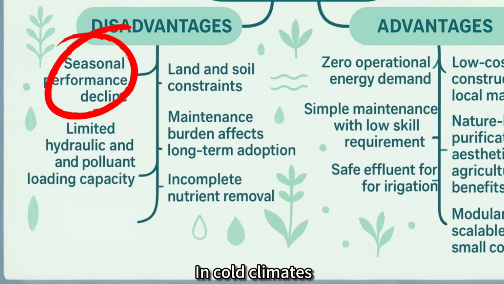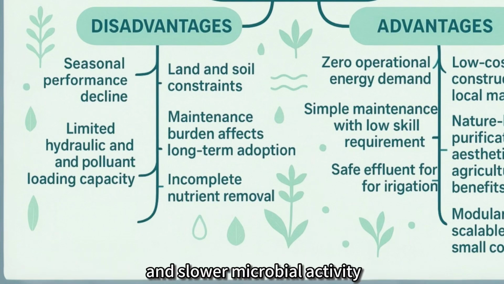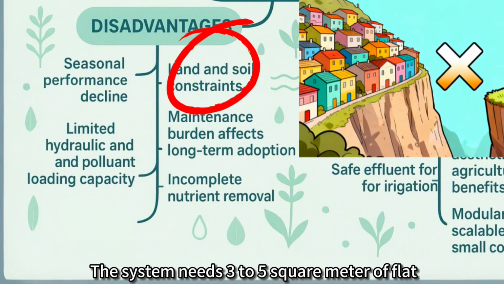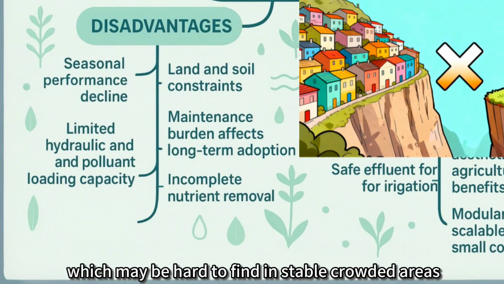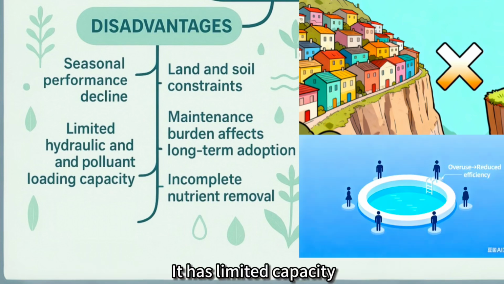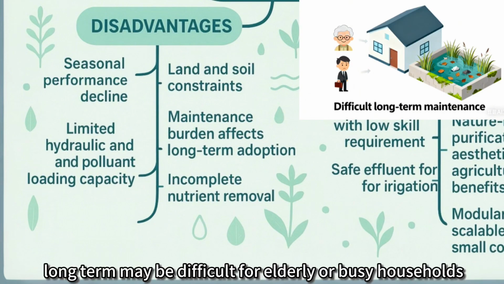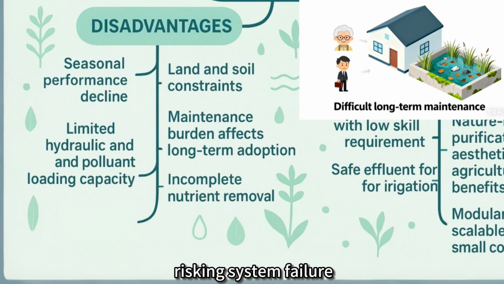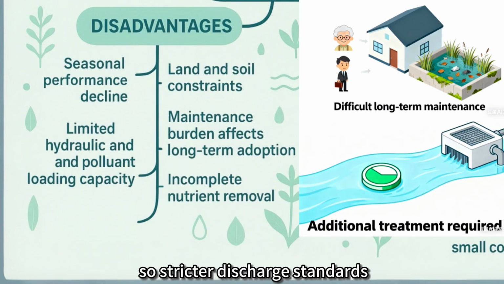In cold climates, performance drops due to plant dormancy and slower microbial activity. The system needs 3 to 5 square meters of flat, permeable land, which may be hard to find in crowded areas. It has limited capacity, so overuse during festivals or guest visits can reduce effectiveness. While maintenance is easy, long-term upkeep may be difficult for elderly or busy households, risking system failure. Lastly, nutrient removal is only moderate, so stricter discharge standards may require extra treatment.